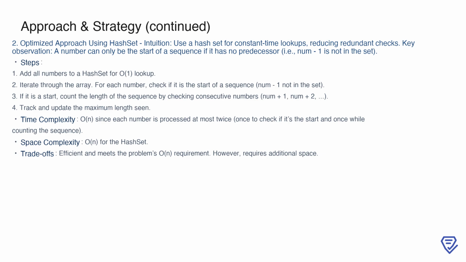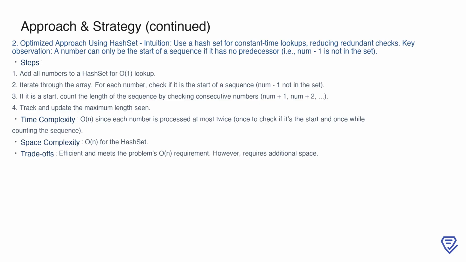A more efficient solution uses a hash set to leverage constant time lookups. The key insight here is that a number can only be the start of a sequence if it has no predecessor, meaning number minus 1 is not present in the set. To implement this, we first add all the numbers in the array to a hash set, which allows for quick lookups. Then, as we iterate through the array, we check each number to see if it qualifies as the start of a sequence. If it does, we count the consecutive numbers by incrementing from that number and checking the set for the next values in the sequence.